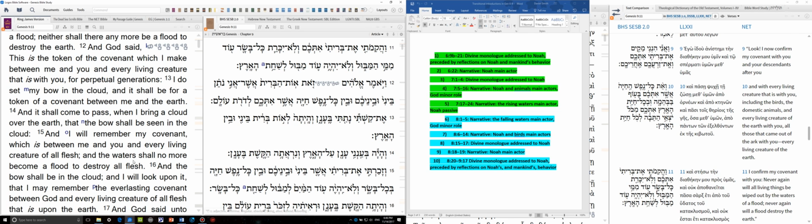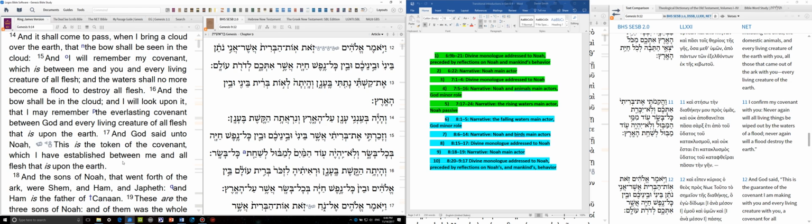Verse 16. Let me scroll up a little bit. We're going to read verse 16 and verse 17, and then we'll take questions. And the bow shall be in the cloud, and I will look upon it, that I may remember the everlasting covenant between God. You notice anything that just jumped out at you? Bingo. You have God speaking, and He goes to third person. You see that? And I will look upon it that I may remember the everlasting covenant between God. Why didn't He say I again? Or myself. Between myself and every living creature of all flesh that is upon the earth.